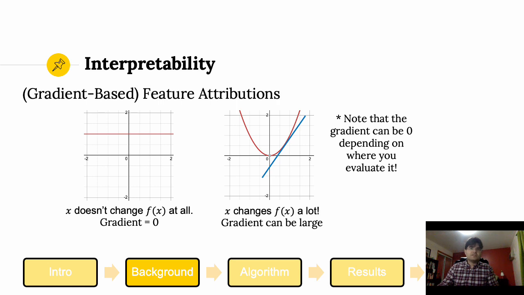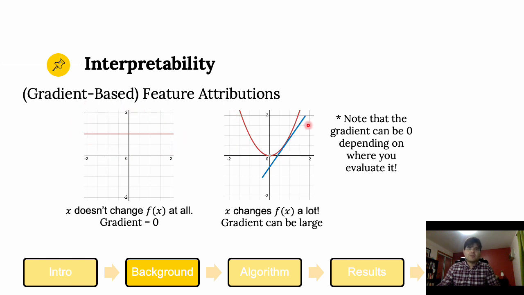To illustrate this, I have two simple functions we can look at the gradient of. On the left, we have a constant function. Clearly, f of x is not affected by values of x, so the gradient will be 0, and indeed, a gradient-based feature attribution score would also be 0. And this is what we expect.